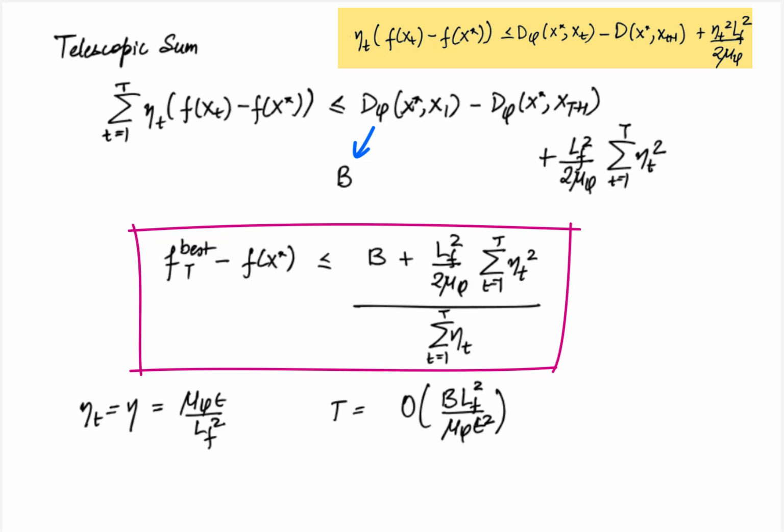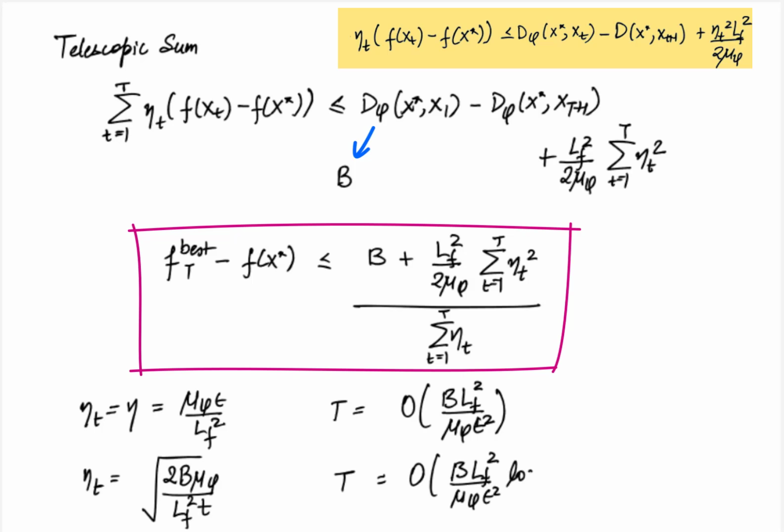Likewise, if we set eta t as square root of 2b mu phi by Lf square t, then if you recall, summation of eta t will be square root T and summation of eta t square will be log of T. So we will obtain the oracle complexity bound as order of b Lf square by mu phi epsilon square log 1 by epsilon. So here I have skipped many steps, but you can have a look at the subgradient proof to see the intermediate steps. These are exactly the same.